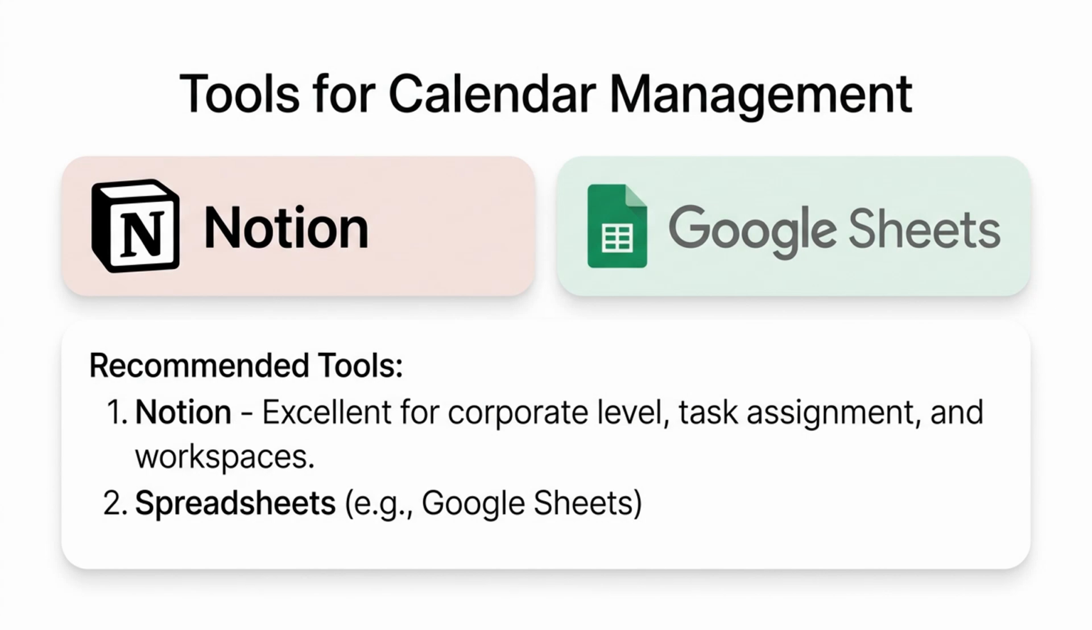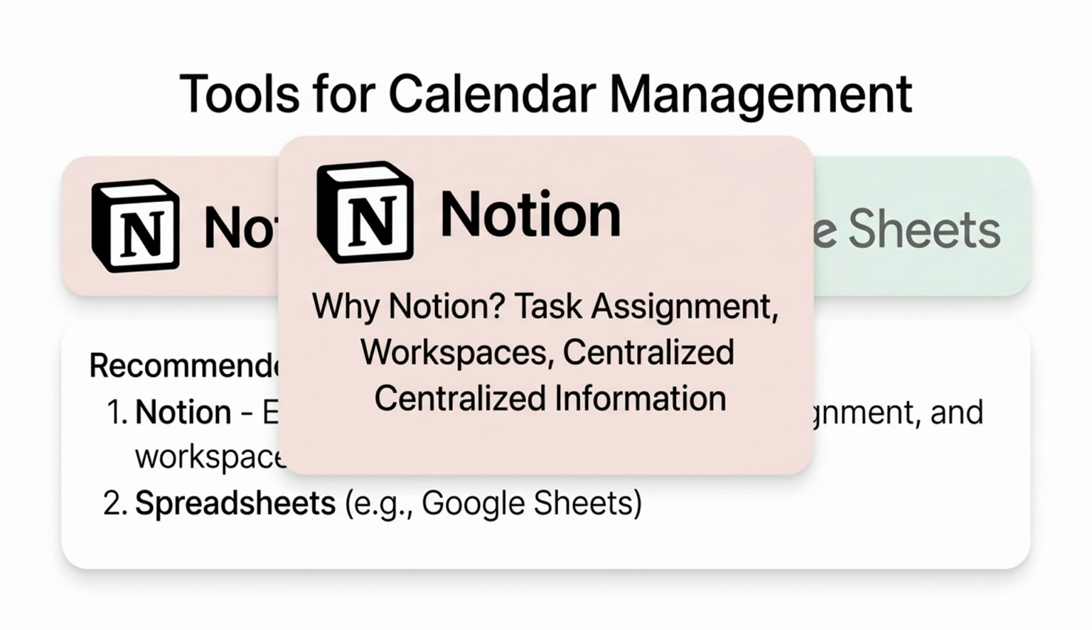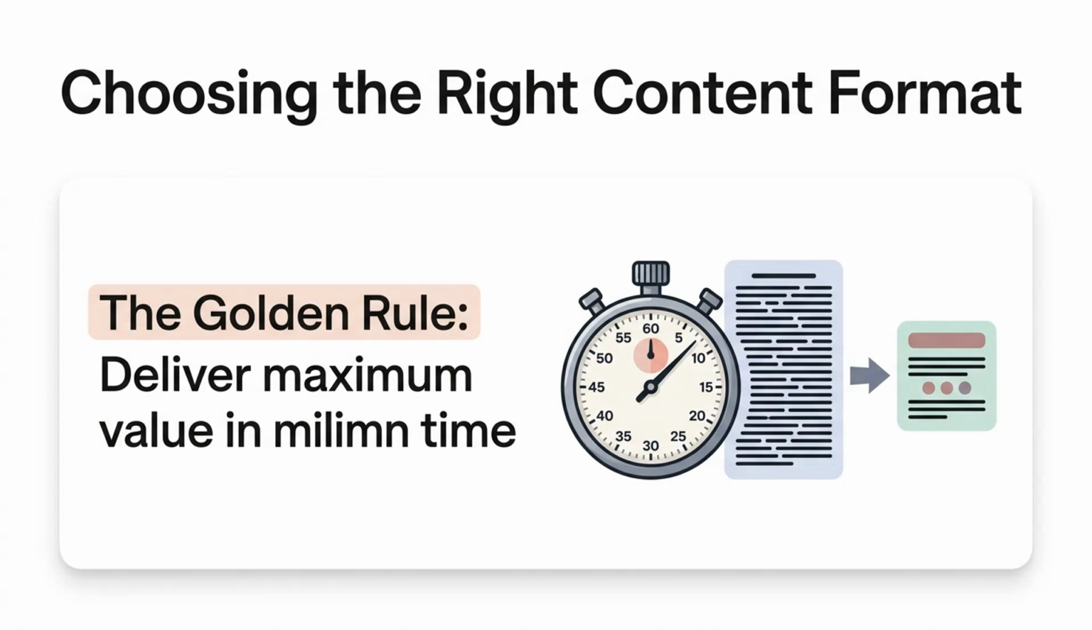To manage this schedule, you need the right tools. Spreadsheets are always an option, but I highly recommend looking into Notion if you haven't already. It's an incredibly powerful SaaS product that works exceptionally well, even at the corporate level. What makes Notion so great is its ability to handle task assignments and create dedicated workspaces. It keeps everything centralized in one place, making it much easier to collaborate with a team and track your content pipeline.